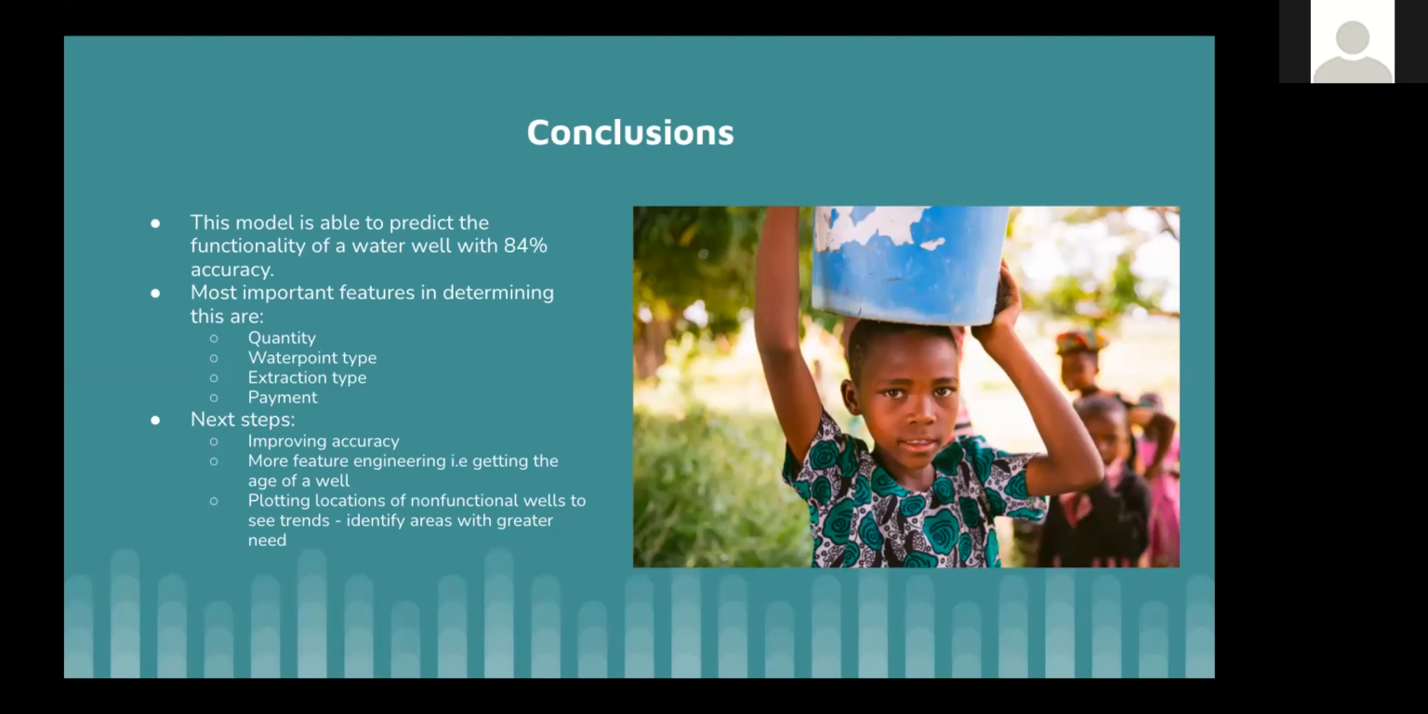So next steps would be to improve the accuracy, try to go above the 84%. Maybe do some more feature engineering, like getting the age of the well, and also plotting locations of functional wells to see which areas might be in greater need.